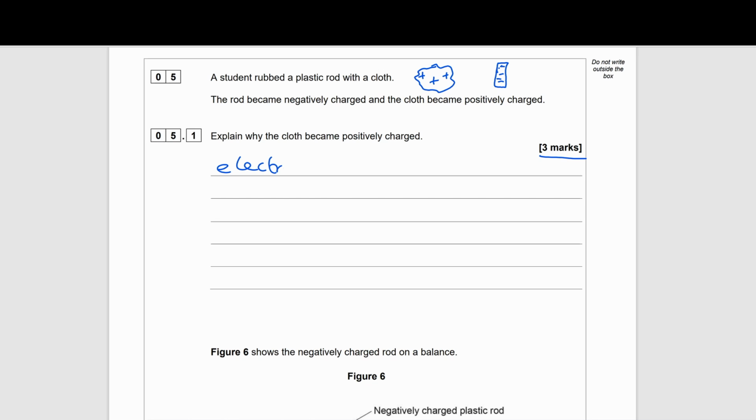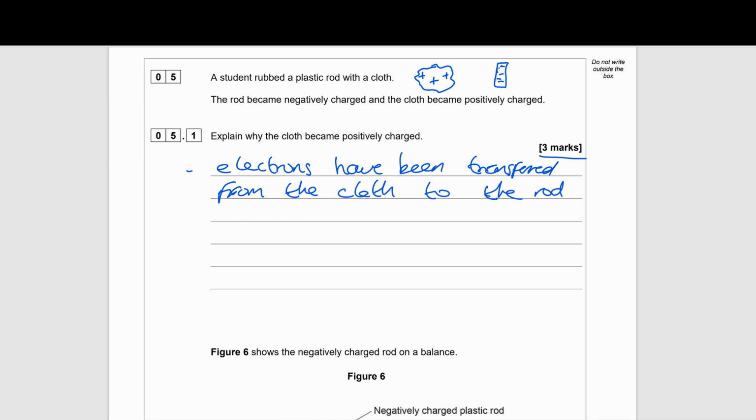So we need to state that now based on this scenario. In this case, if the rod is becoming negatively charged, that means that electrons have been transferred to it from the cloth. And that's what we will say for our first mark. Electrons have been transferred from the cloth to the rod. Now we need to make sure that we demonstrate our knowledge that electrons are negatively charged. So we don't confuse that with some positive charge from somewhere being transferred.